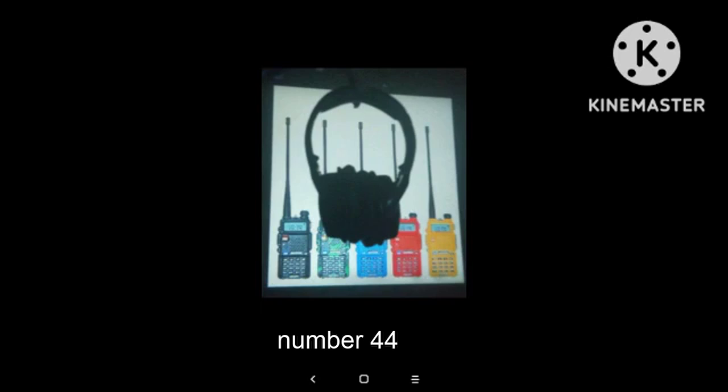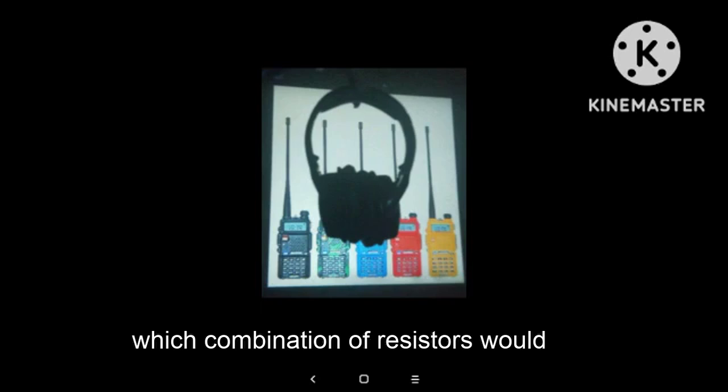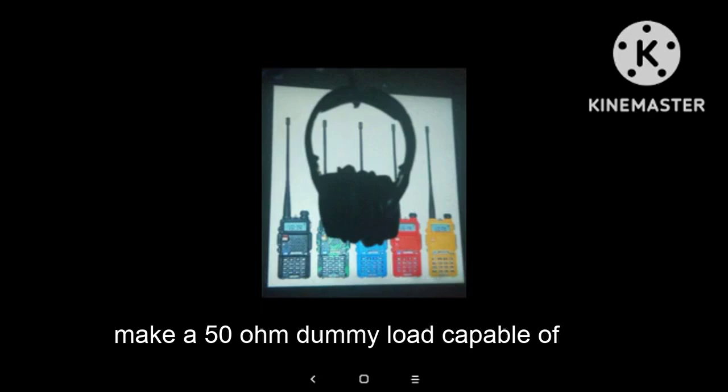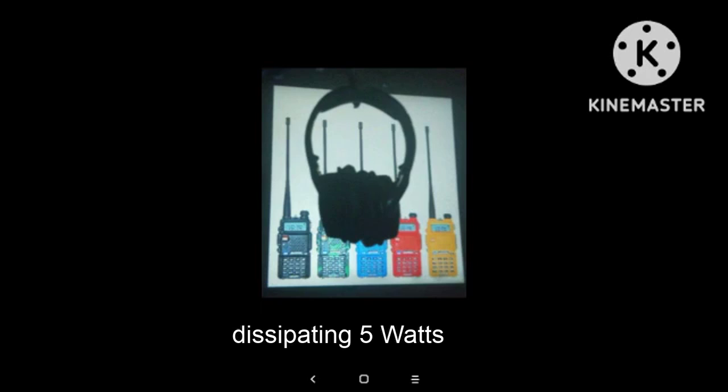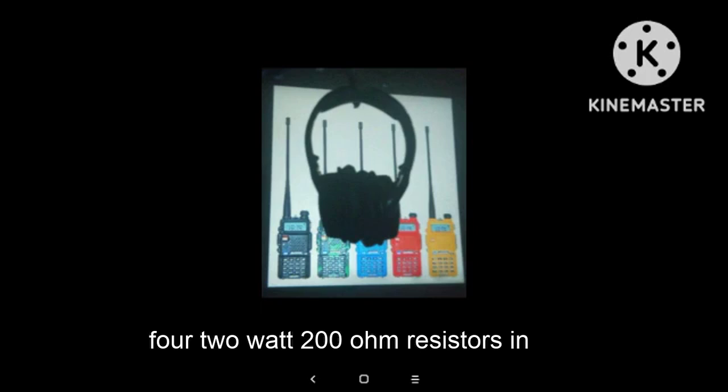Number 44. Which combination of resistors would make a 50 ohm dummy load capable of dissipating 5 watts? 4 2-watt 200 ohm resistors in parallel.